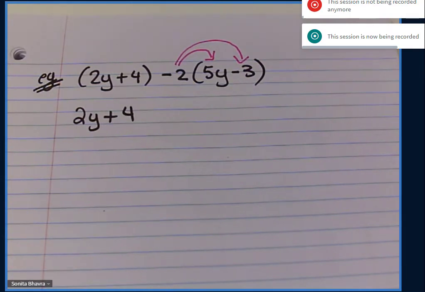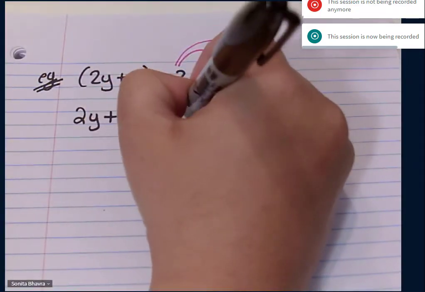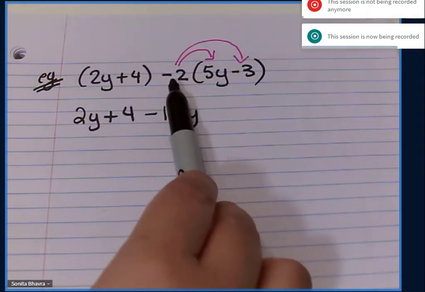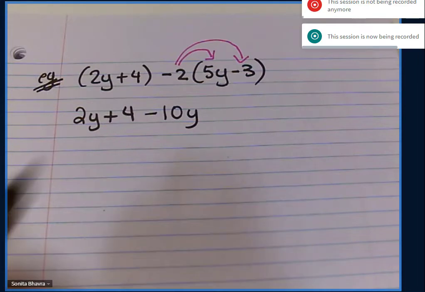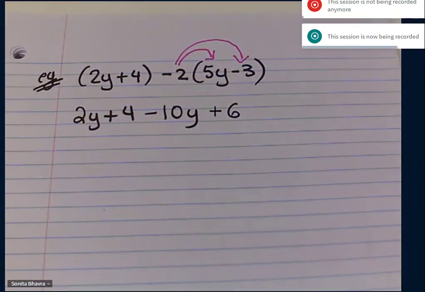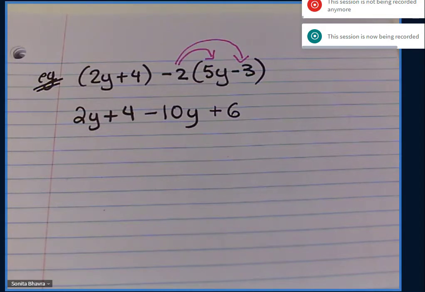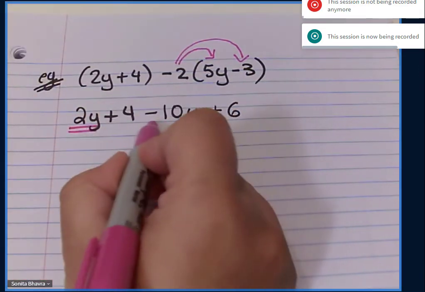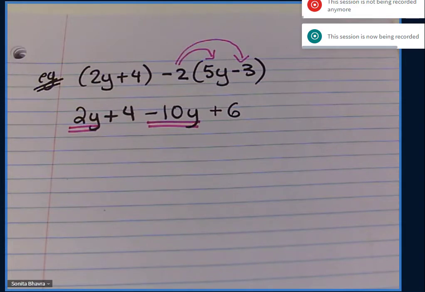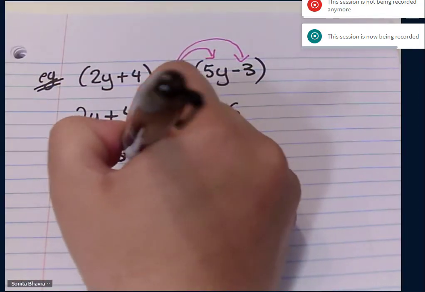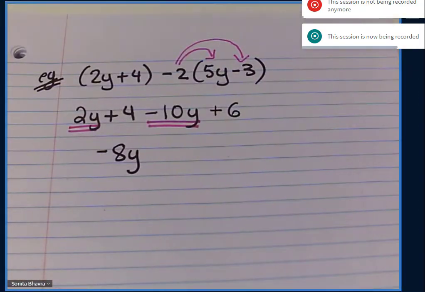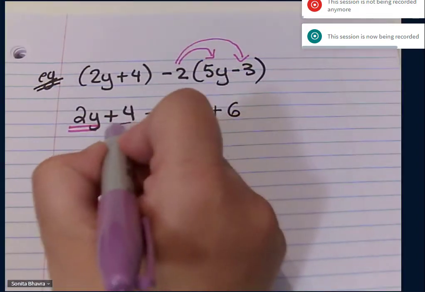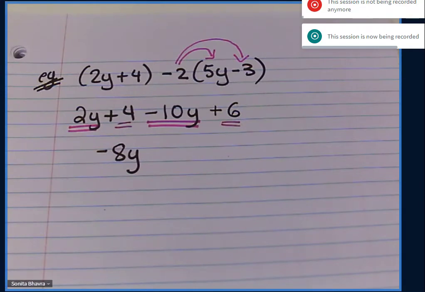All right, so negative 2 times 5y gives me negative 10y. And then we have negative 2 times negative 3, which is positive 6. Once you've gotten to this stage, now you just have to collect like terms. So we have a 2y minus 10y, and collecting 2y and negative 10y gives me negative 8y. And then we have 4 plus 6, and 4 plus 6 is just positive 10, so plus 10.